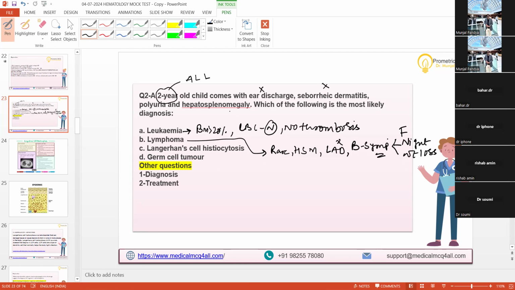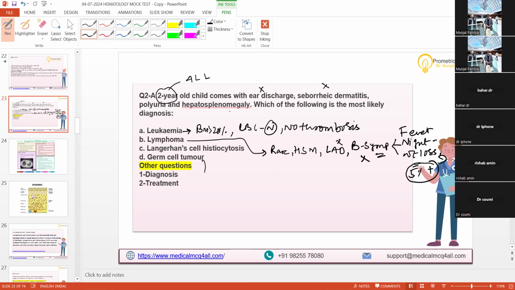So what do you mean by B symptoms? A combination of three things: fever, night sweat, and weight loss. More than 5% unintentional weight loss is defined as weight loss. So fever, night sweat, and weight loss are the B symptoms usually present in lymphoma, which are not present here. They have not mentioned fever or night sweat, so lymphoma is less likely.